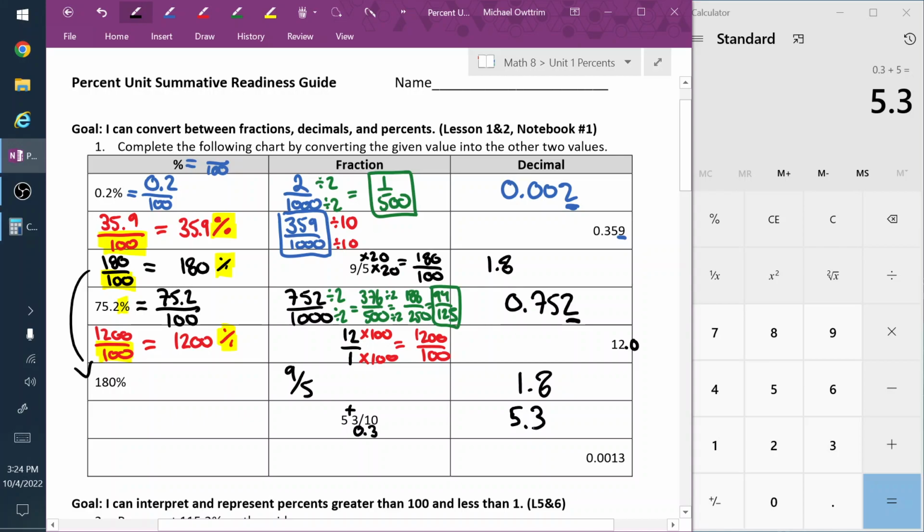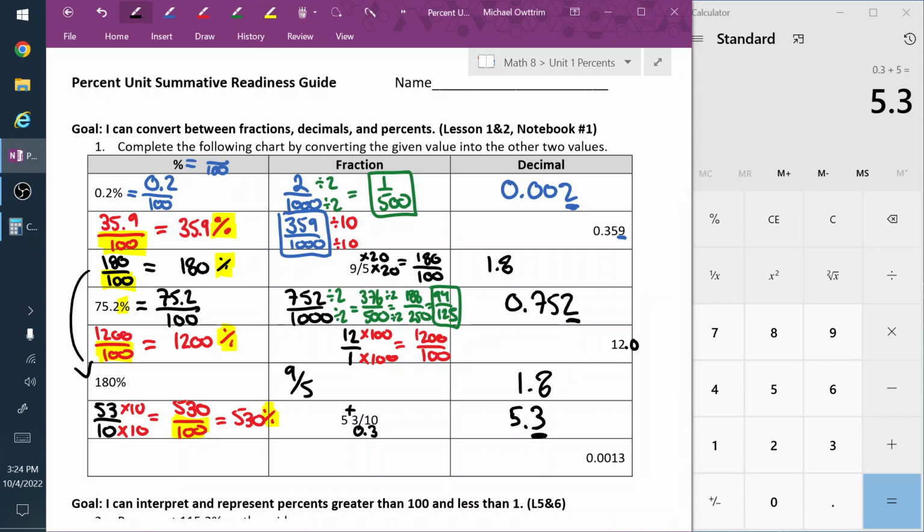If I convert that to an improper fraction, I'm in the tenths place. So I've got 53 out of 10 from the tenths place. I want this to be out of 100 for a percent, so I'm going to multiply top and bottom by 10. And that gives me 530 out of 100, which is 530%. Again, replacing that out of 100 with our percent symbol.